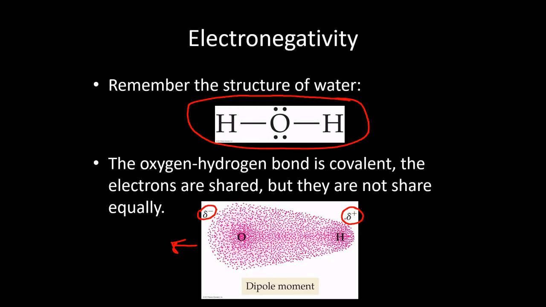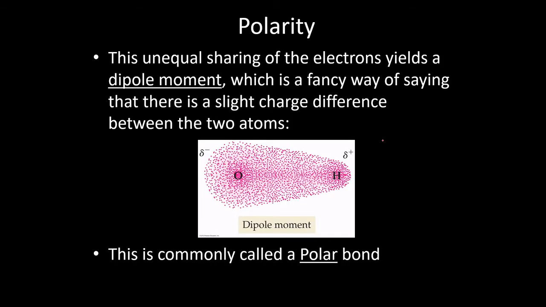And this is a slight charge. This is nowhere near a full charge. But just because it's a slight charge does not mean that it is insignificant. It's actually quite significant. So this, like I said there, results in a dipole moment. Fancy way of saying slight charge difference between the two atoms. And this is what we would call a polar bond, where we have unequal sharing of electrons between the two atoms that are participating in the bond.